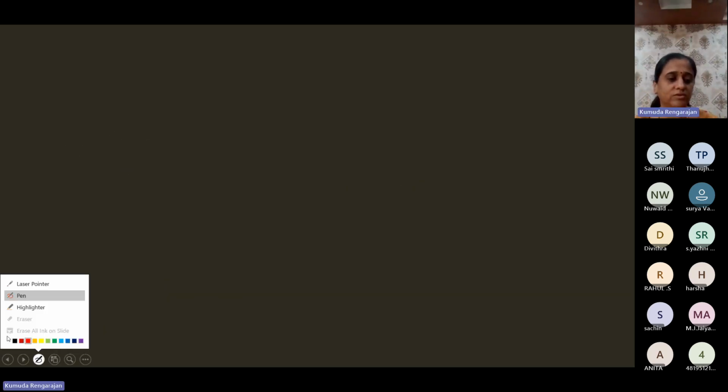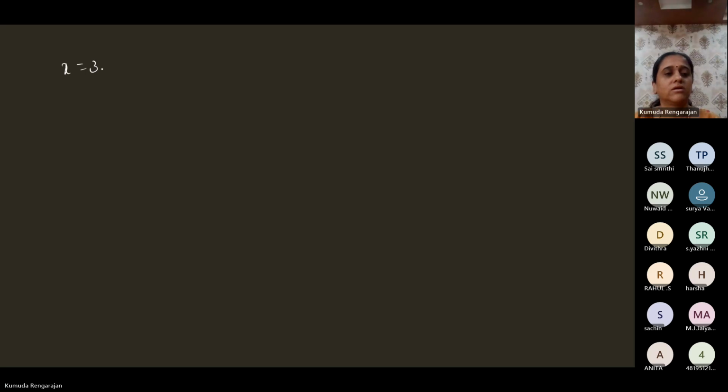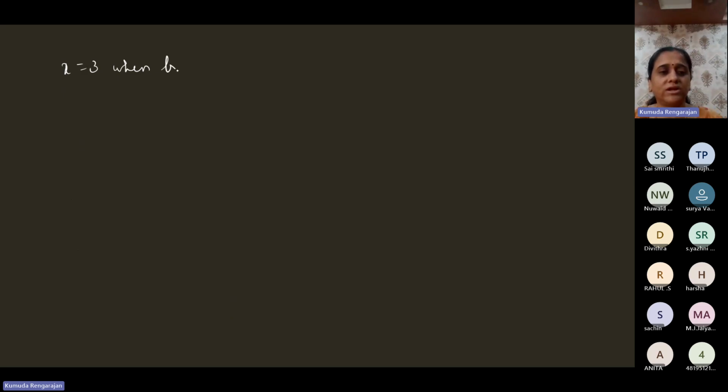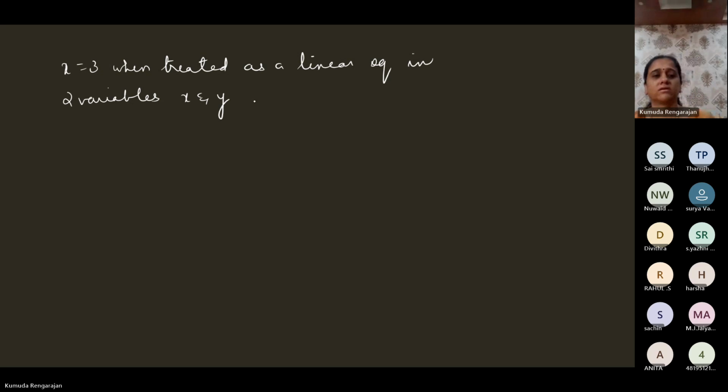Okay, so we have x is equal to 3. This is not a part of the question, we are just discussing. So x is equal to 3 when treated as a linear equation in two variables x and y is x plus 0y is equal to 3, or x plus 0y minus 3 is equal to 0 in the standard form.